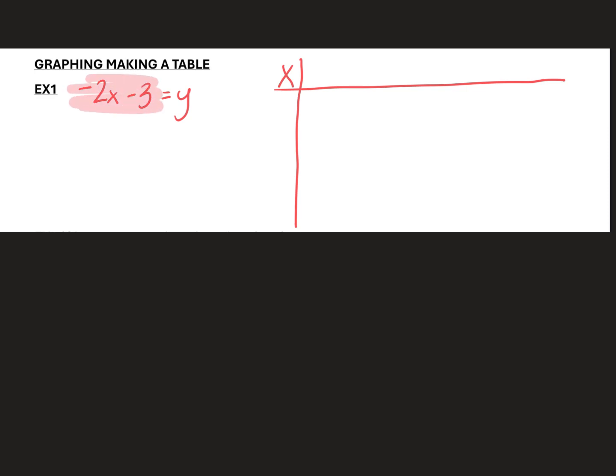First thing we're going to do is graph by making a table. We're going to use the equation negative 2x minus 3 equals y. We are going to make a table. We're going to put x values in the first column, and we'll choose 4. And then we're going to put the expression in this column. And we're going to find the value of y, and then we're going to write that as an ordered pair.